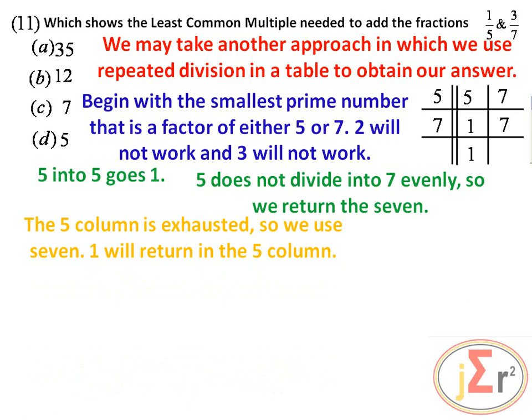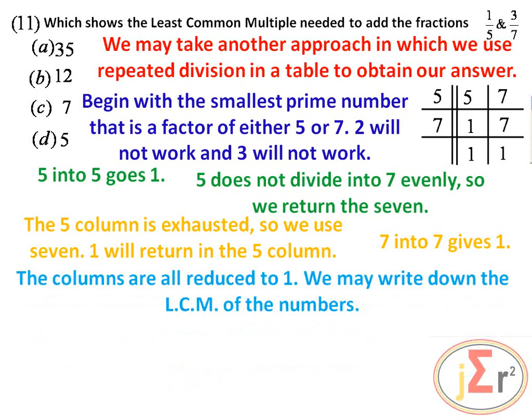So the 5 column is exhausted, so we use 7. 1 will return in the 5 column. And then we say 7 into 7 gives 1 time. So there we go. And what that means is that since 1 is in the 5 column and 1 is in the 7 column, both columns have been exhausted and we do not need to go any further. The columns are all reduced to 1.